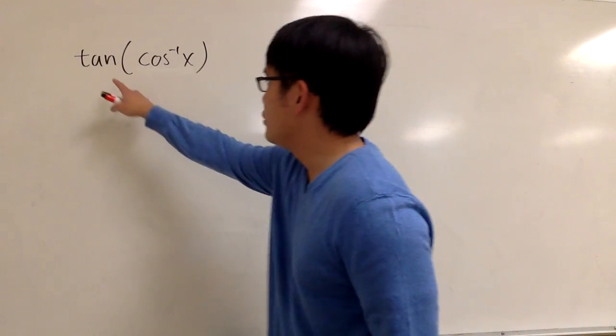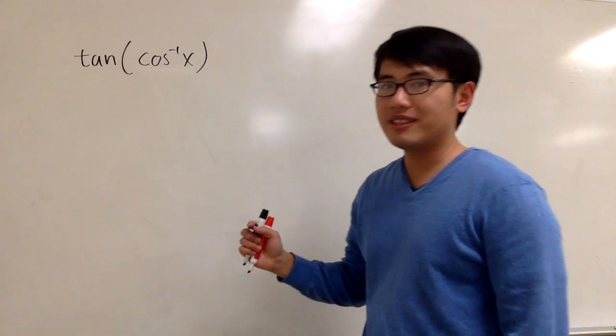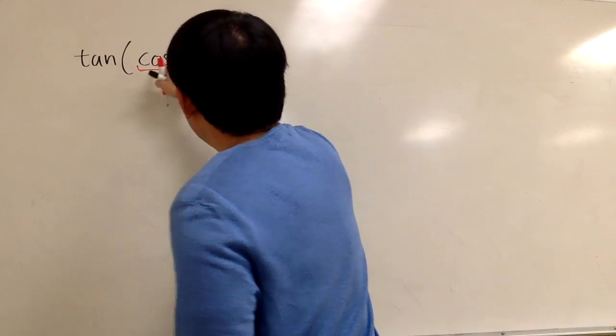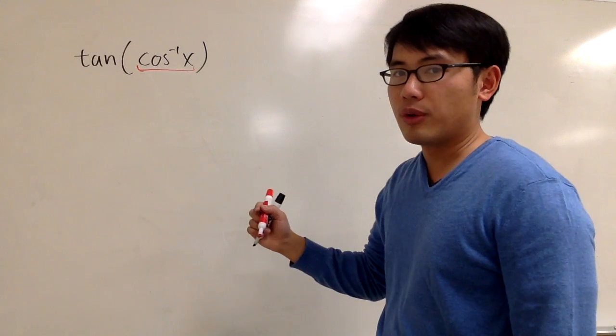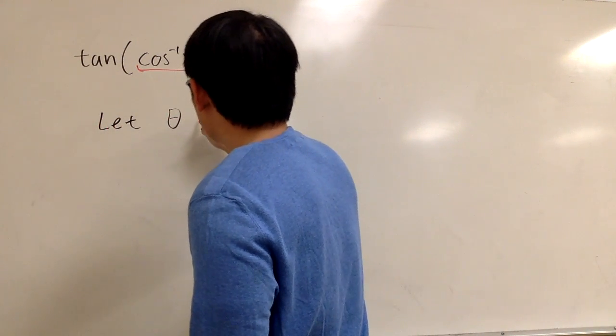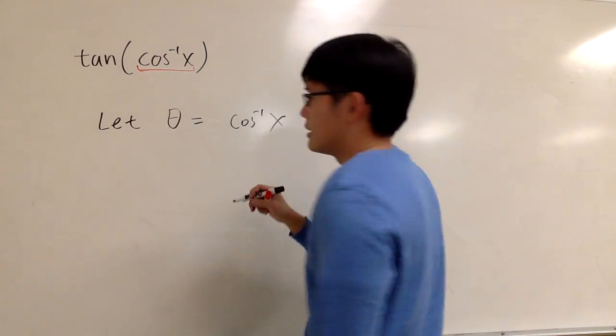Let's see how we can change tangent of inverse cosine x into an algebraic expression. The first thing that we have to do is look at this part. Inverse cosine x represents an angle. So we can begin by letting angle theta equal the inverse cosine x.